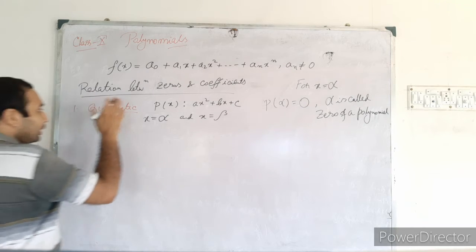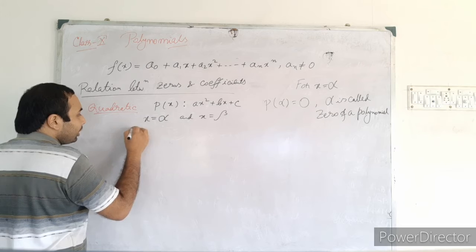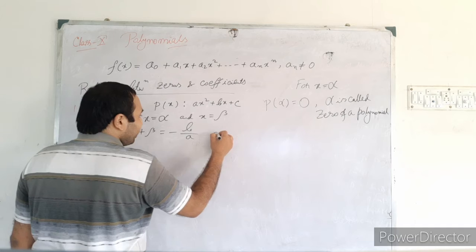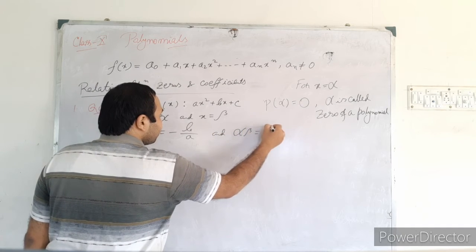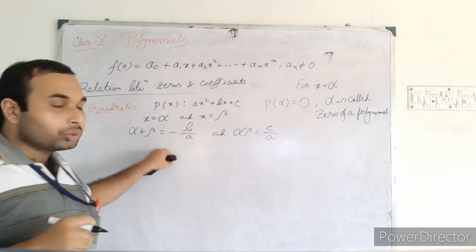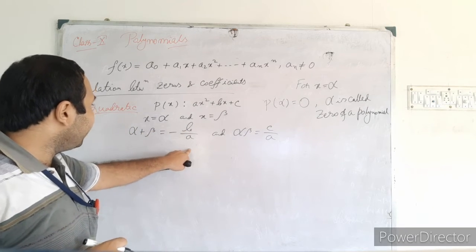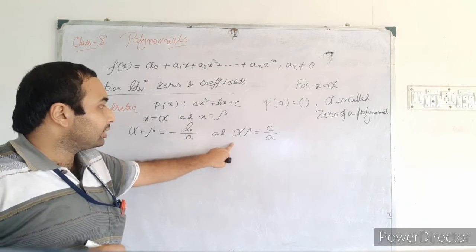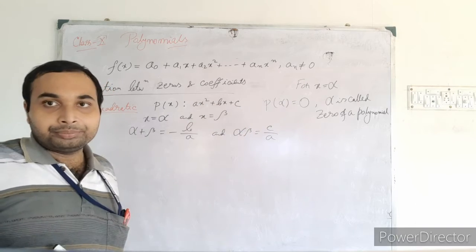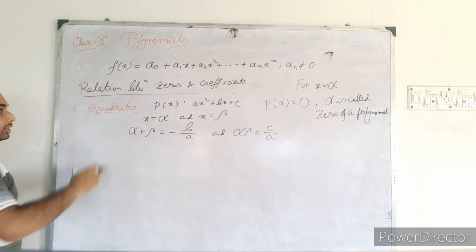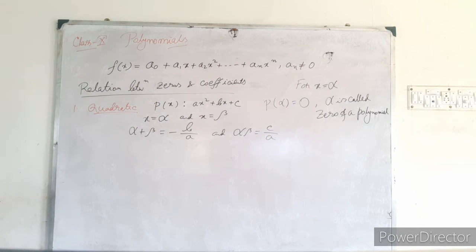Now the relation will be: alpha plus beta equals minus b by a, and alpha beta equals c by a. That is, the sum of the two zeros is minus b by a, where this is b and this is a, and the product of the zeros will be c by a. This is the relation between the zeros and coefficients of the quadratic polynomial. Now for the cubic polynomial.